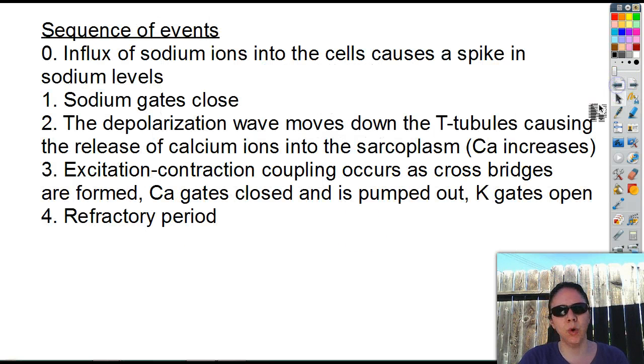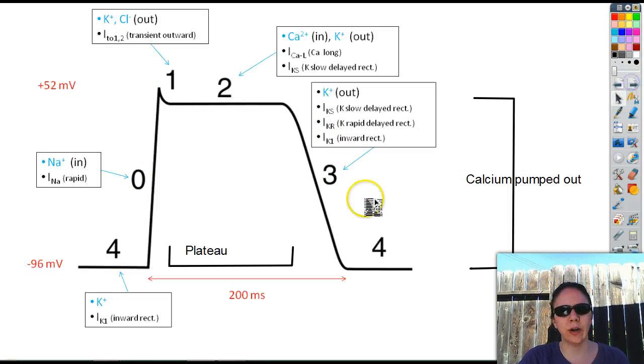And then we get to 4, which is the refractory period, which is no more contraction. And so if we go back, we can see 4, and then it kind of picks up over here, 4, and then all of a sudden sodium levels shoot up again, and it starts all over again.